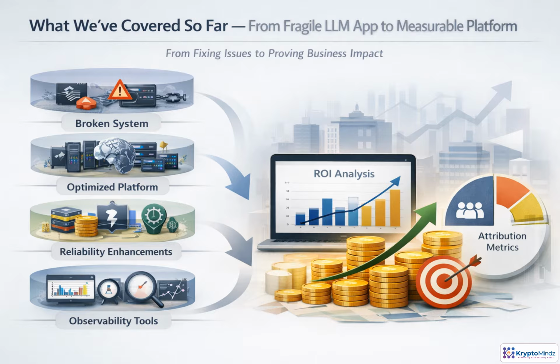We began with a fragile LLM application, expensive, slow, failure-prone, and difficult to trust. Then we redesigned the platform, added reliability patterns, and built observability around latency, quality, versions, and drift. Now those pieces come together. Token-level cost attribution is where architecture and monitoring become financial evidence, showing exactly what drives spend and where value is created.